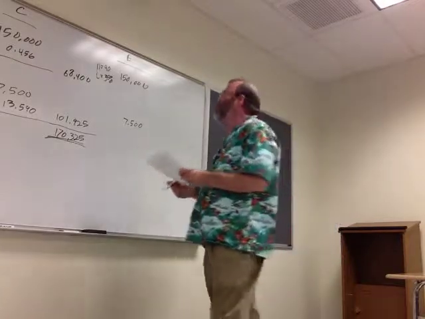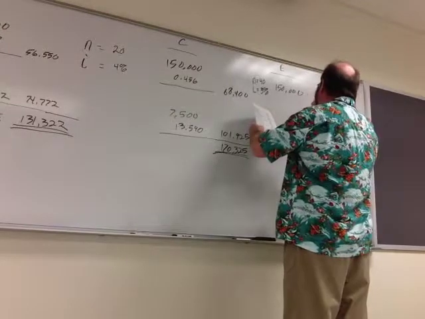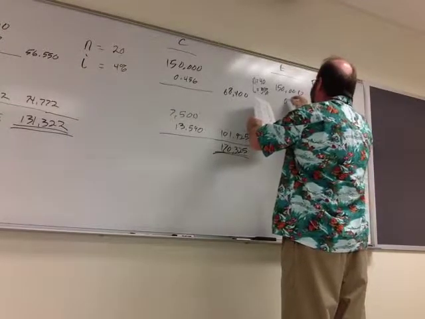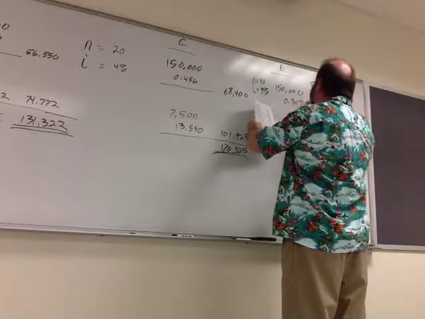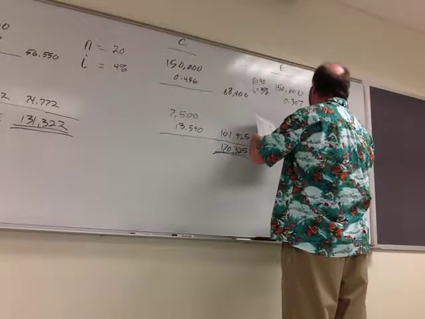So if I look up the factor in table 1 under column 3% down to row 40, I get 0.307 and I get 23.115.